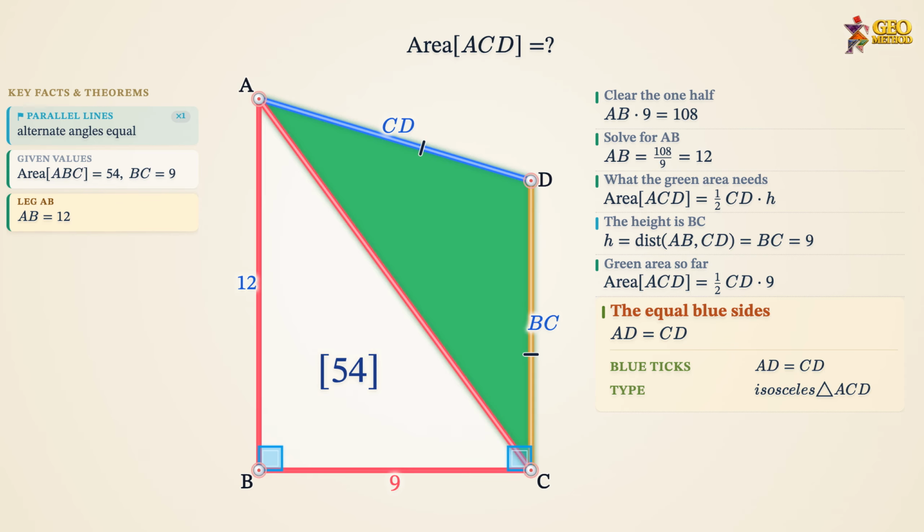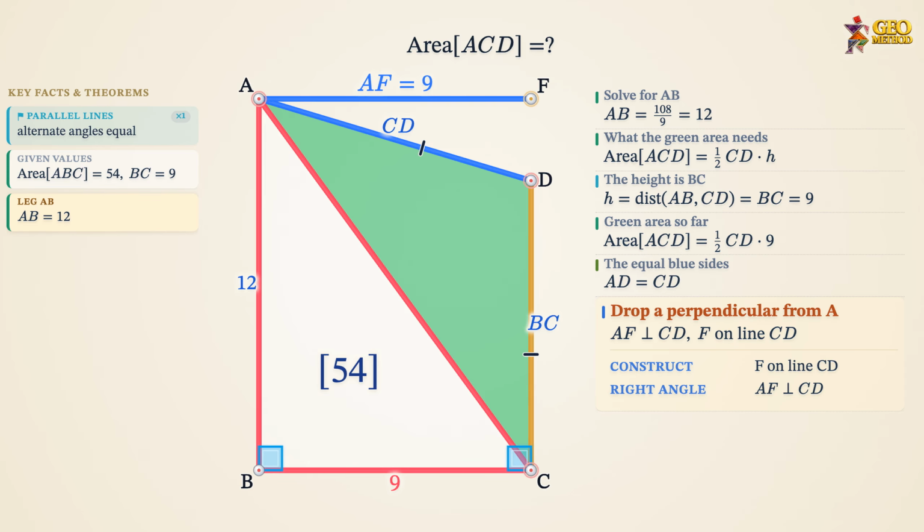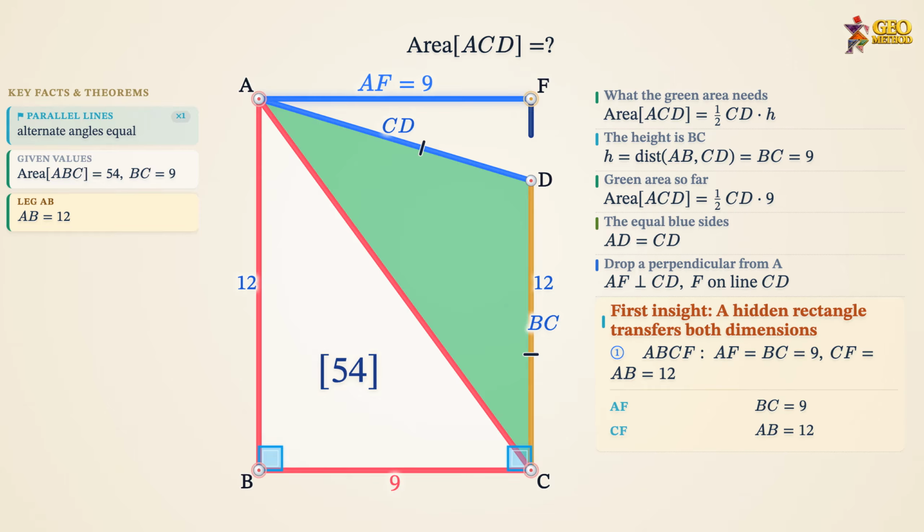To use that clue, draw a perpendicular from A straight to the right onto the line through C and D, meeting it at a new point F, and draw the segment AF. This creates a right angle at F. Our first insight is this: a hidden rectangle transfers both dimensions.